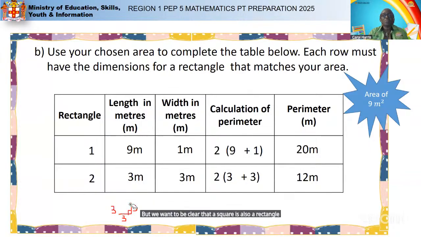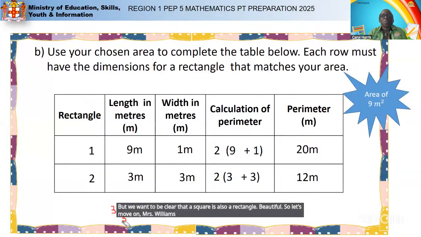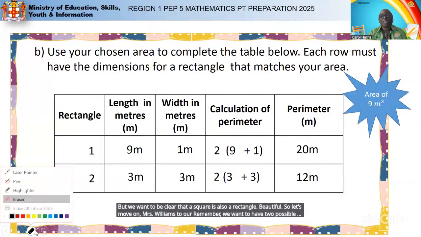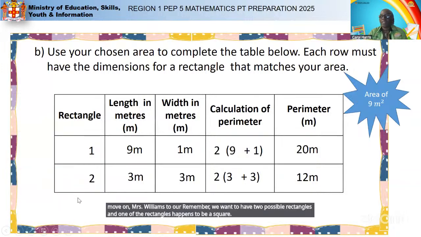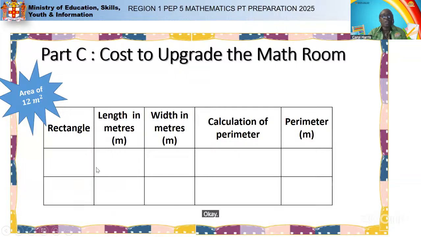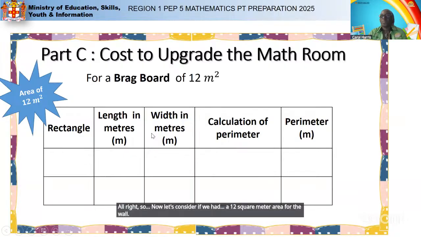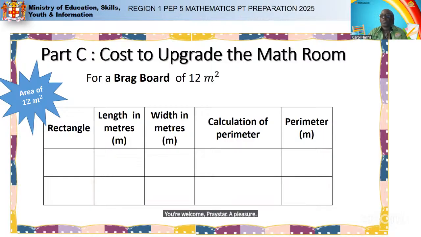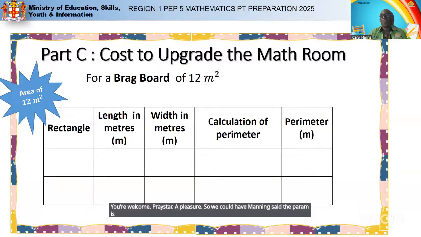Beautiful. So let's move on, Mrs. Williams, to our continuing. Remember, we want to have 2 possible rectangles, and one of the rectangles happens to be a square. All right, so now let's consider if we had a 12 square meter area for the wall. You're welcome, Praise Tab, a pleasure. So we could have Manning's Hill Primary suggesting a 3 by 4 could be one of the 12. 3 by 4 is one, another person is saying 2 by 6. So we could have 3 by 4 or 2 by 6.